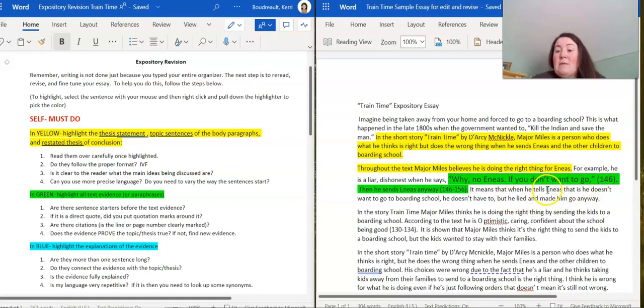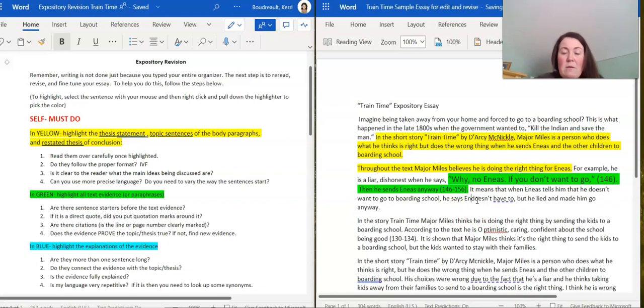That means when Aeneas, right, tells him that, tells him, see, we're going to make mistakes, that he doesn't want to go to boarding school, fixing my mistake here, tells him that he doesn't want to go to boarding school, he says Aeneas doesn't have to, but he lied and made him go anyway.